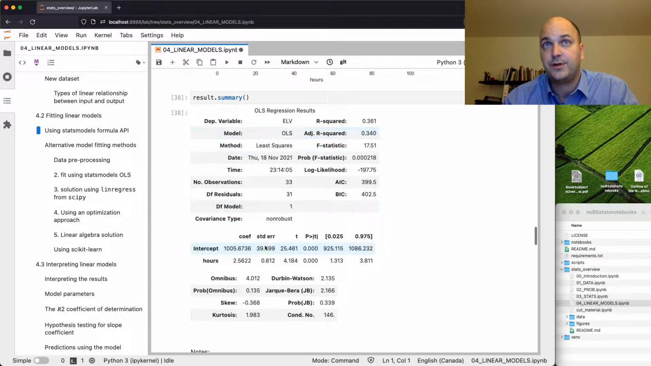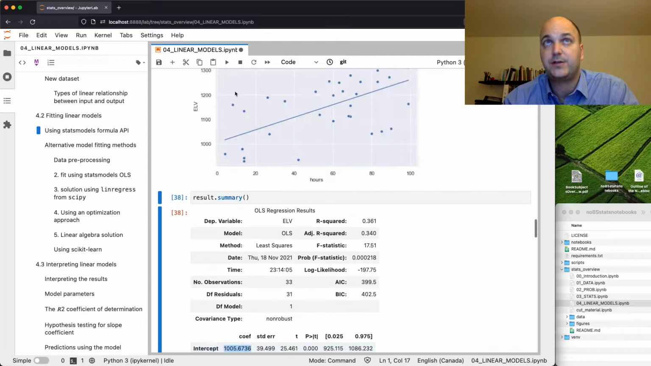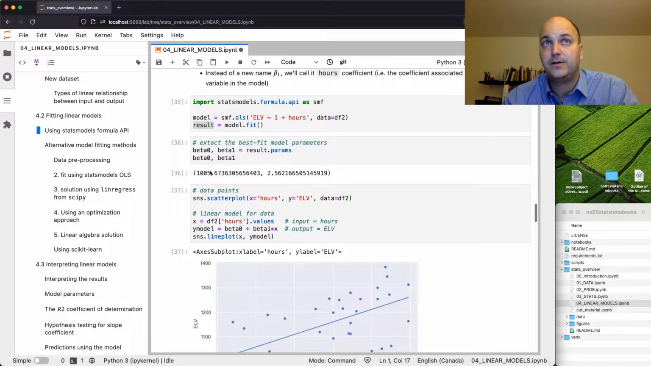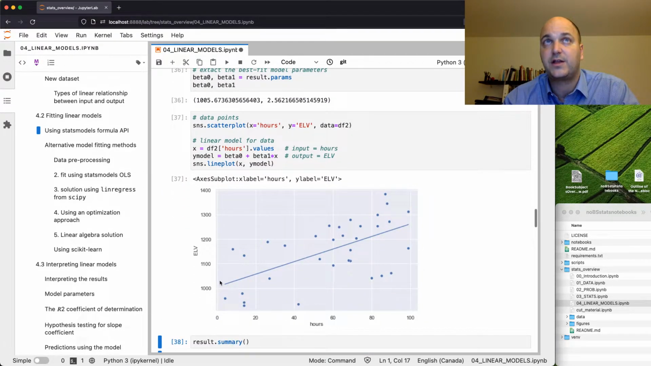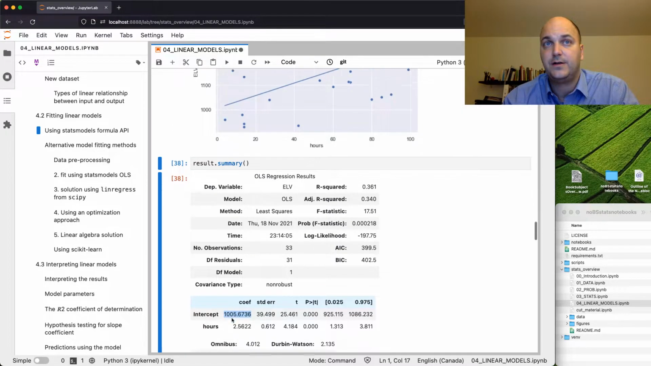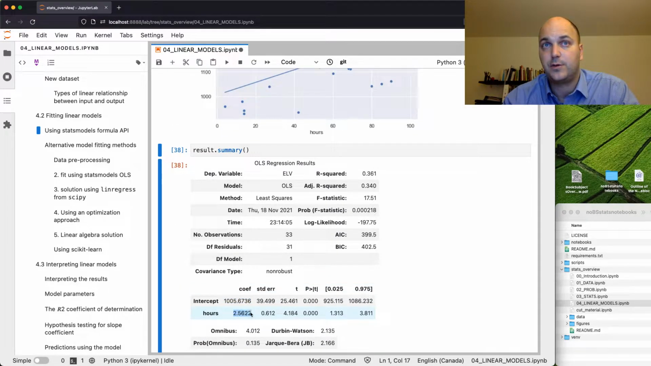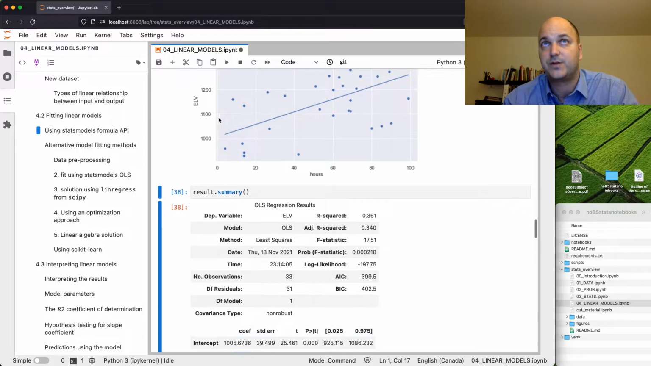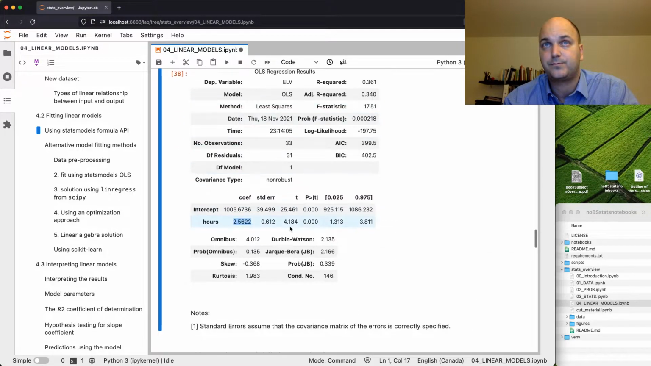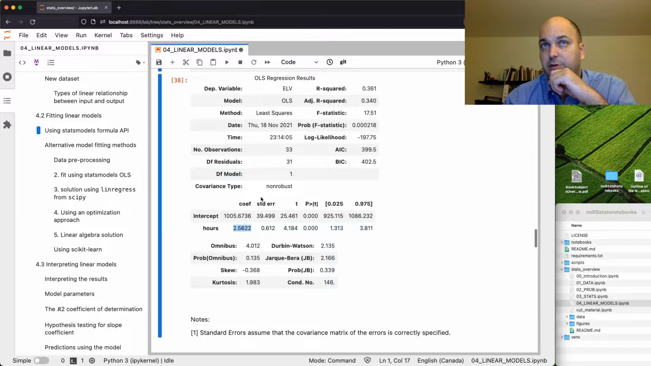Okay, so here is the data we already looked at, the coefficient for the intercept. So the y-intercept is 1005, and the coefficient for the slope, 2.56, so the slope of this line. Not only do we have the coefficients, we have an estimate of the standard deviation, the standard error. We'll talk about those in a second.